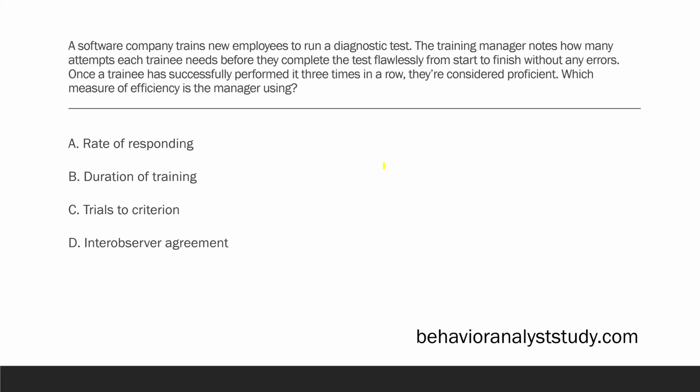So a new item on the sixth edition task list is this idea of efficiency. We want to be efficient in our training. We want to be efficient in our programming, because the more efficient we can be, the more we can get done on a day-to-day basis. Now, the question wants to know, what measure of efficiency are we using? And the measures you typically need to know are duration of training, trials to criterion, and then the cost-benefit analysis.